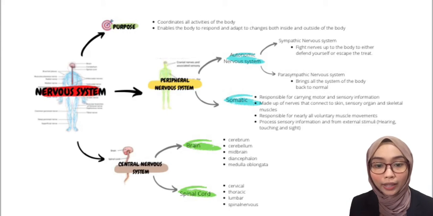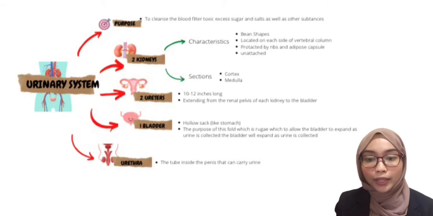Let's look at the peripheral nervous system. The peripheral nervous system is essentially the nervous system which is outside of the brain and the spinal cord. The peripheral nervous system is then divided into 2 smaller systems, which are the somatic nervous system and the autonomic nervous system.